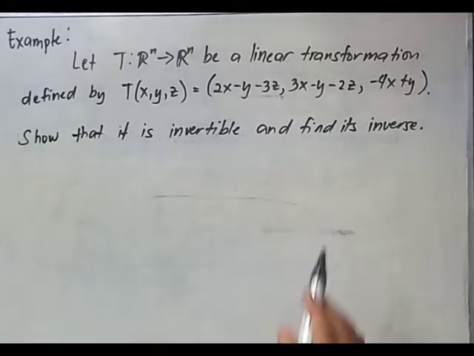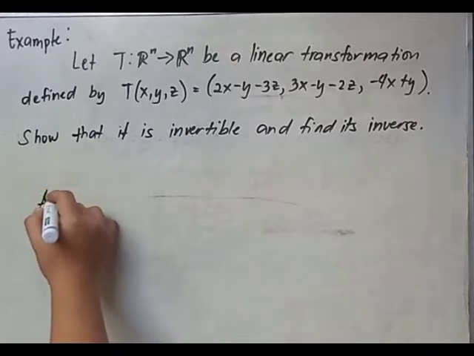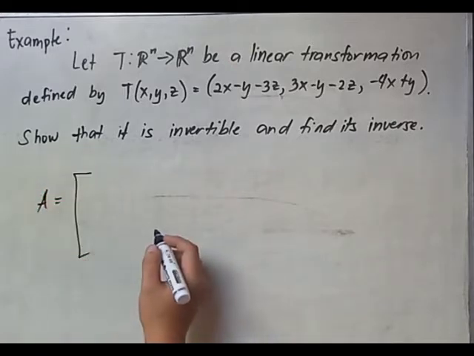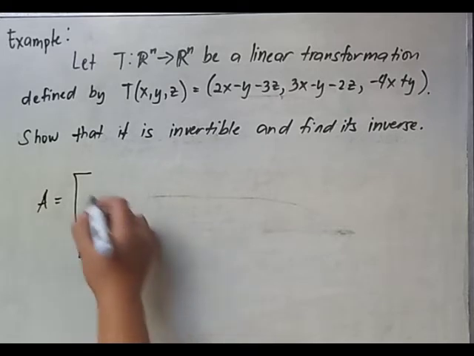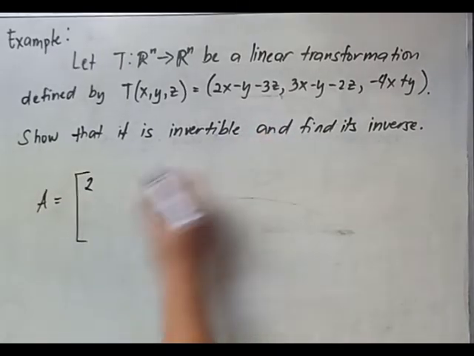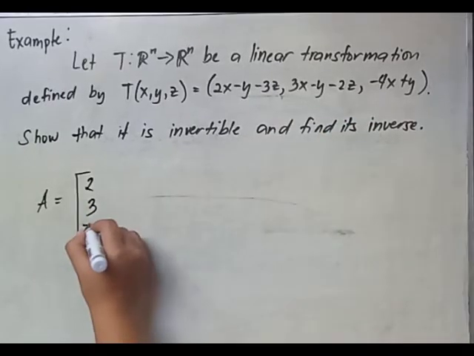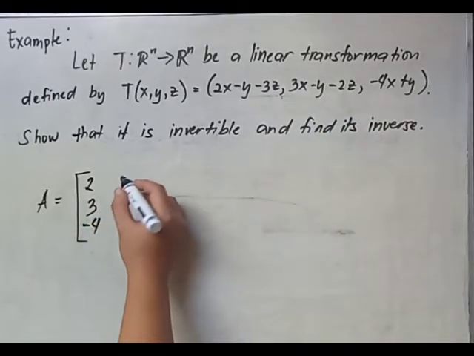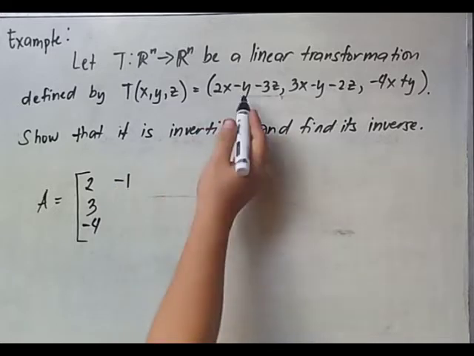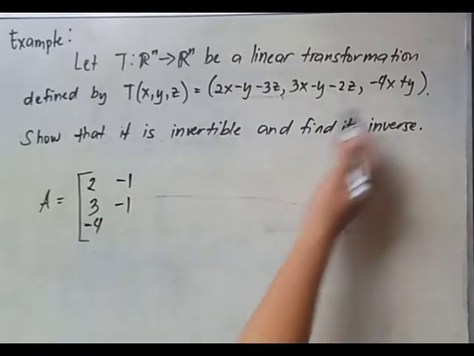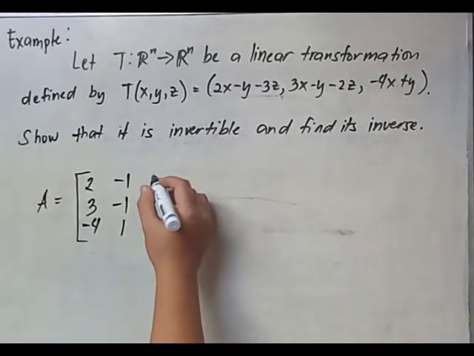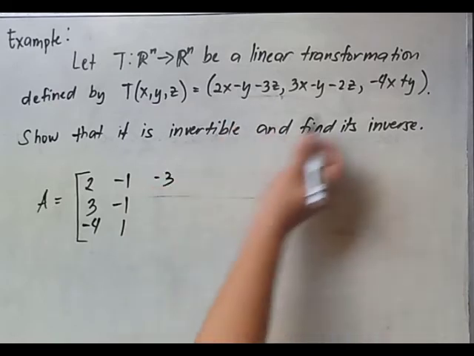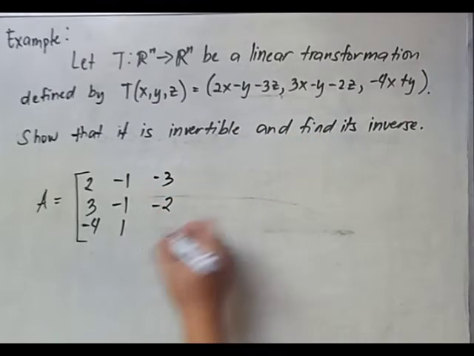So with this function notation, we are going to write it first as a standard matrix. Okay, so our standard matrix is, so we have x, y, and z. For x, we have 2, 3, and negative 4. For y, we have negative 1, negative 1, and 1. And for z, we have negative 3, negative 2, and 0.